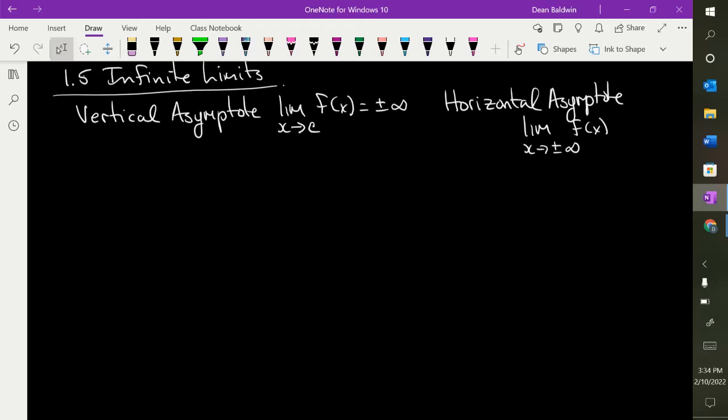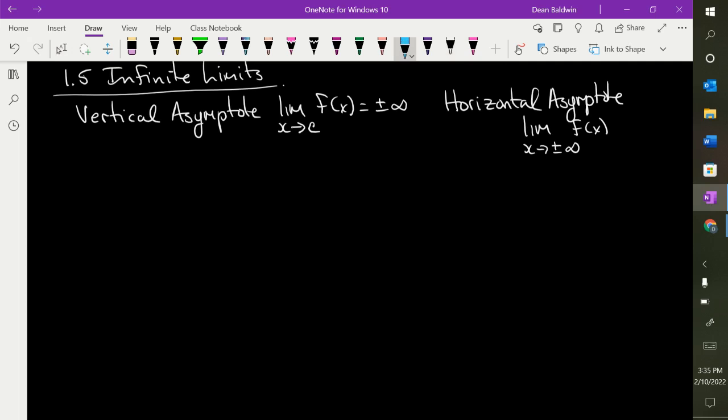1.5 infinite limits. This is going to be pretty quick. Basically, infinite limits are vertical asymptotes. The definition of a vertical asymptote is as x approaches some number c, the value of the limit goes to positive or negative infinity. That's what 1.5 is about.